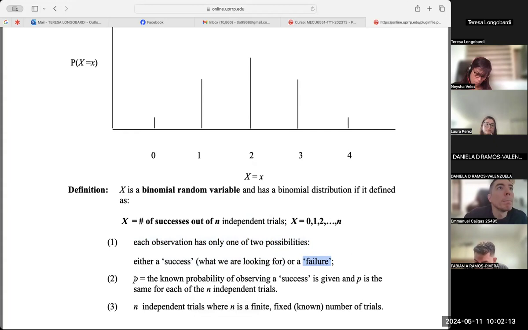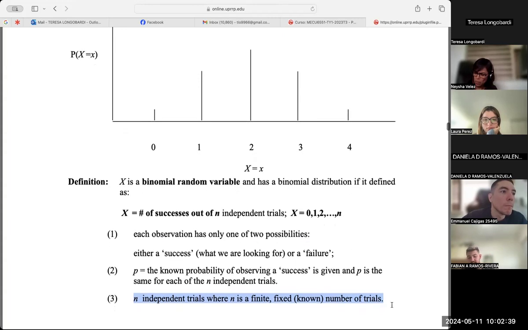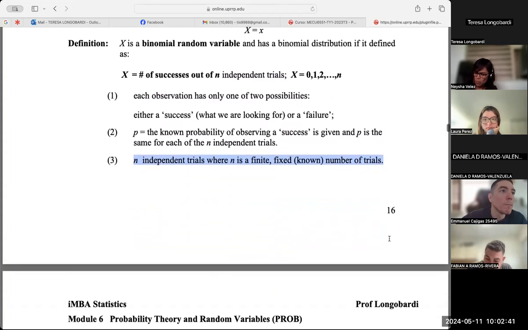We also have to know P, the probability of observing the success. And we need to know that we are flipping a certain amount of times, and that certain amount of times is known, and it's finite. You just don't flip and flip and flip. You have to know how many times you're going to try and observe the successes, okay? And that will create a binomial.